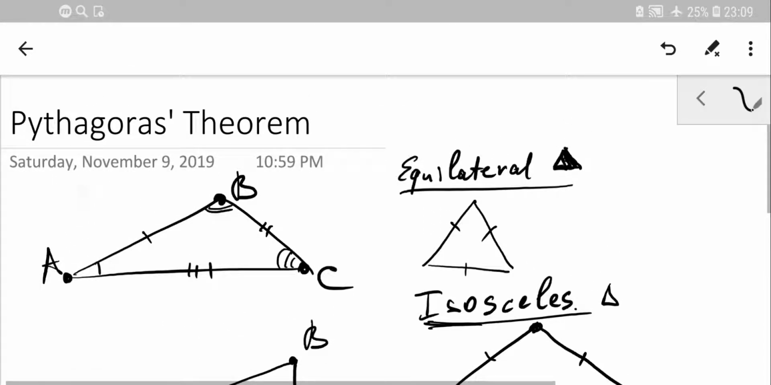And scalene. The first triangle that was here is actually scalene. What does scalene mean? All sides different. It means no equal sides.